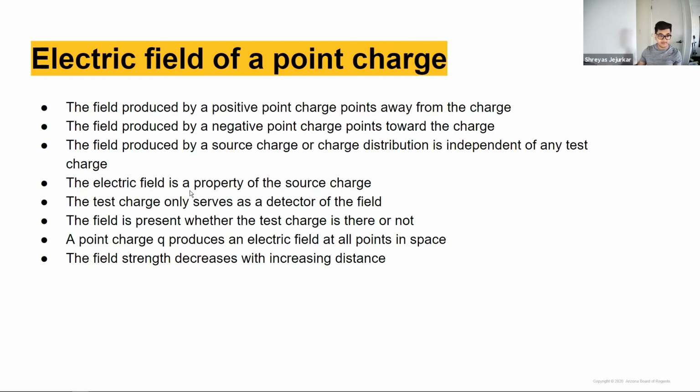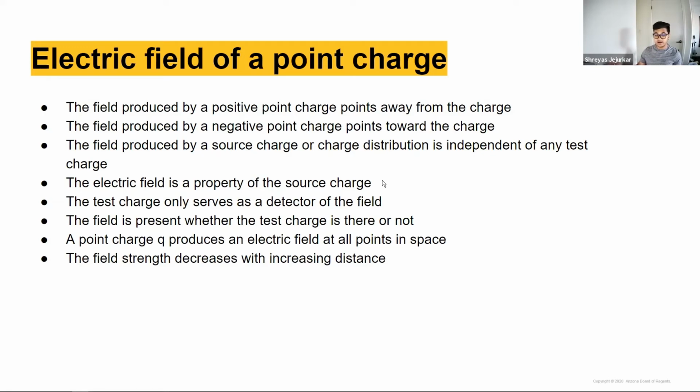And like it says right here, the electric field is a property of the source charge. So when you're trying to calculate electric field, you can disregard at times all of the other particles present in the electric field, because you only need to deal with the source charge. And the test charge only serves as a detector of the field. The only reason we really place the test charge there, or for calculations, is to understand the electric field and what it is. Because otherwise it's hard for us to gauge what exactly the electric field is.